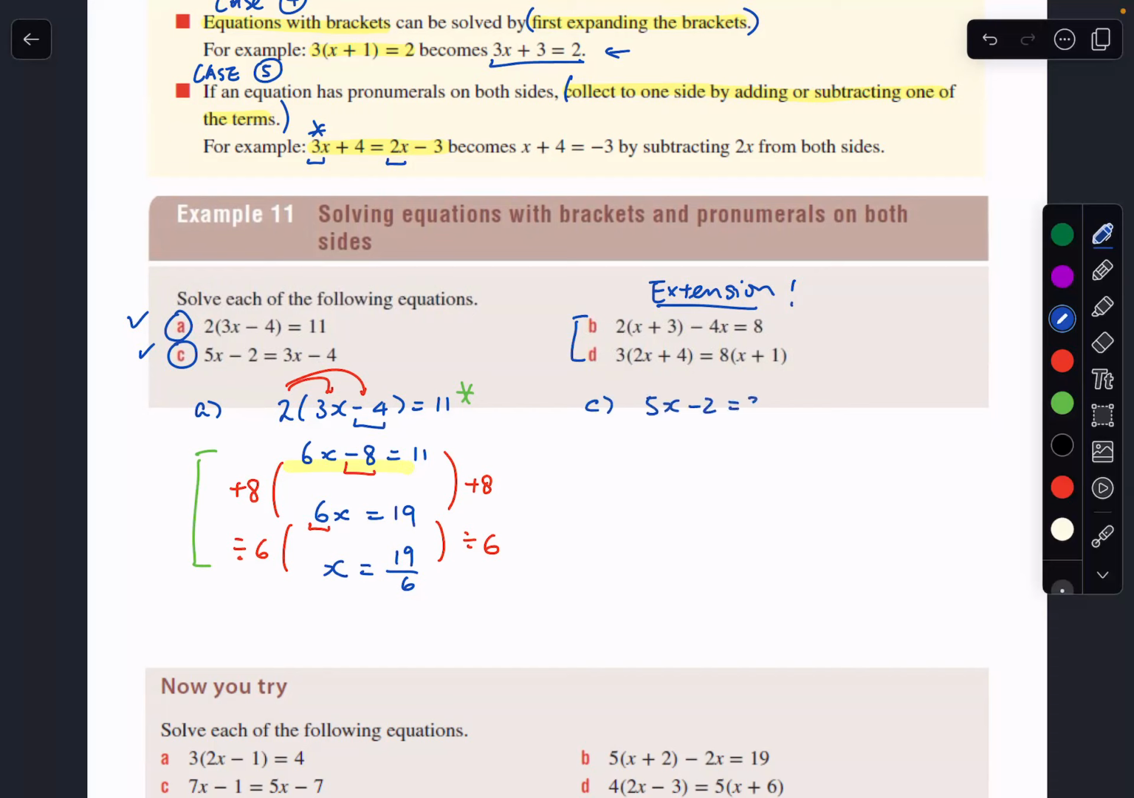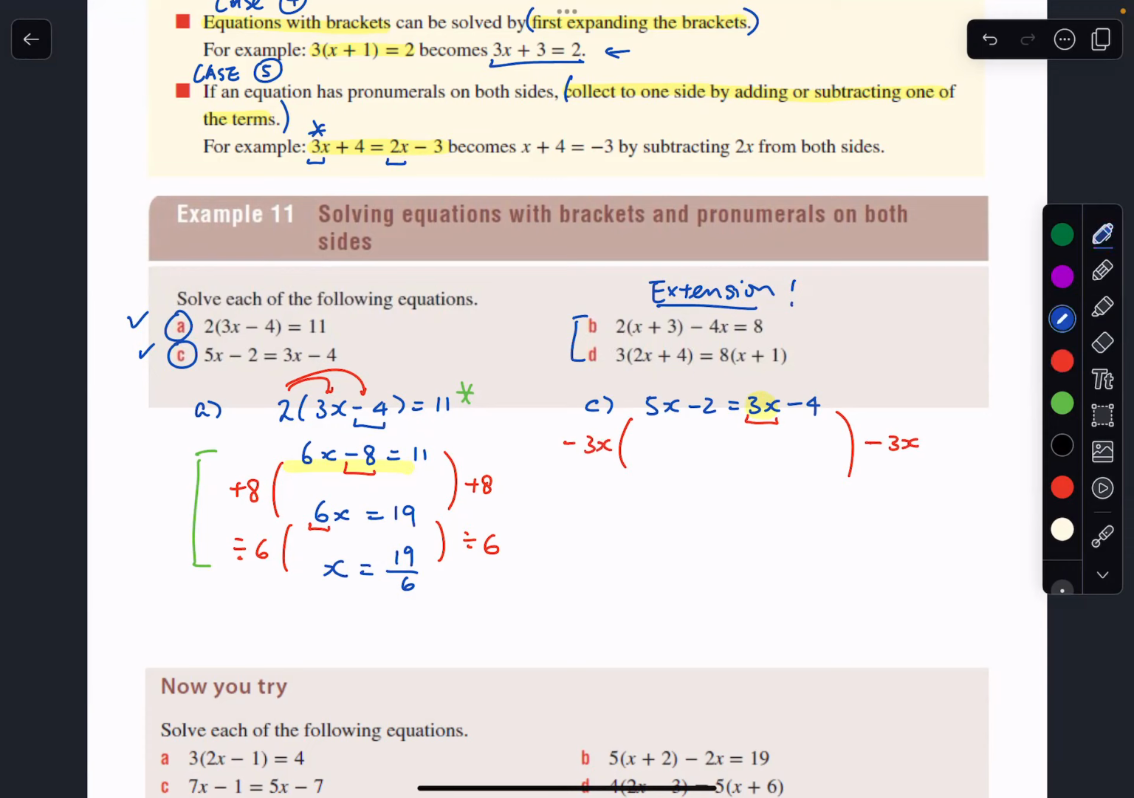All right, let's have a look at question C. 5x minus 2 equals 3x minus 4. Compared to the last question, we have x on both sides and numbers on both sides. For this kind of question, the key idea is we move all the x to one side and all the numbers to the other side. I'm going to move the 3x to the left-hand side by using the inverse operation again. The inverse operation of positive 3x is negative 3x, so we minus 3x on both sides.